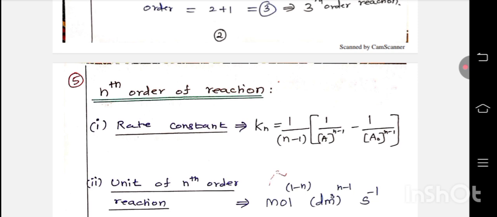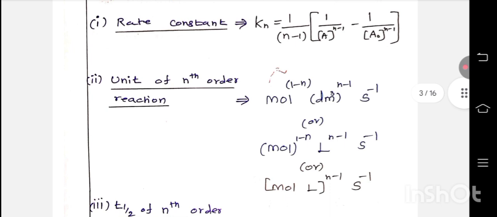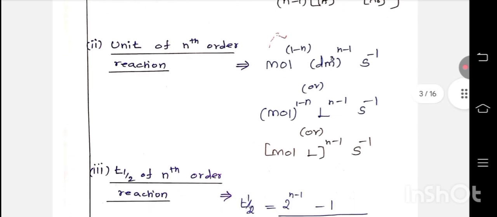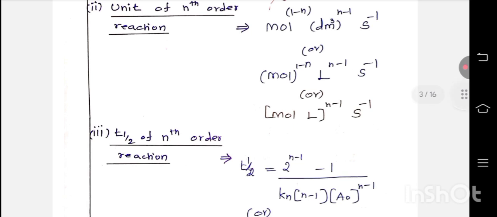Fifth, the generally nth order reaction, the various rate constant, unit and half-life. The rate constant Kn equal to 1 by (n minus 1) into [1 by a power n minus 1, minus 1 by a naught power n minus 1]. The unit of the nth order reaction equal to mole power 1 minus n decimeter cube power n minus 1 second inverse, or mole liter power n minus 1 second inverse.